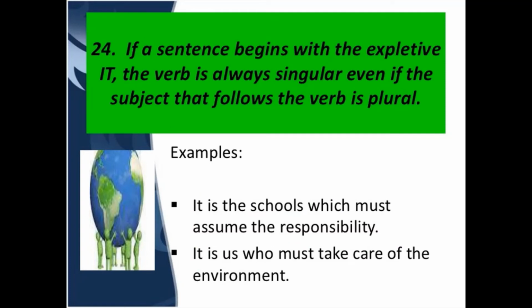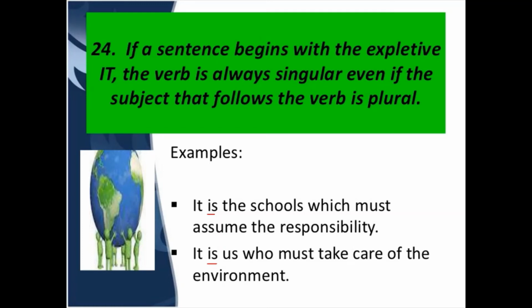And for the last rule, rule number 24: if a sentence begins with the expletive "it," the verb is always singular even if the subject that follows the verb is plural. Examples: It is the schools which must assume the responsibility. It is us who must take care of the environment. So as you can see, all the verbs used in the examples are singular.